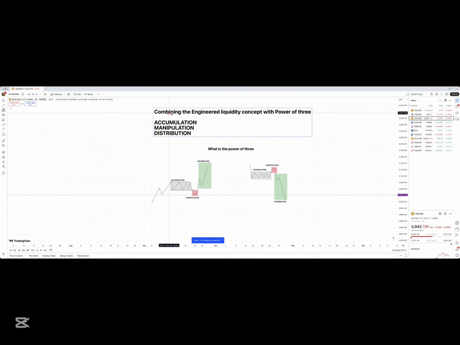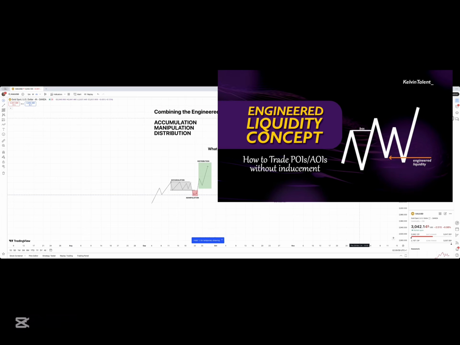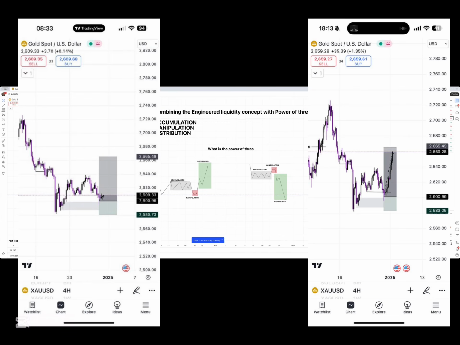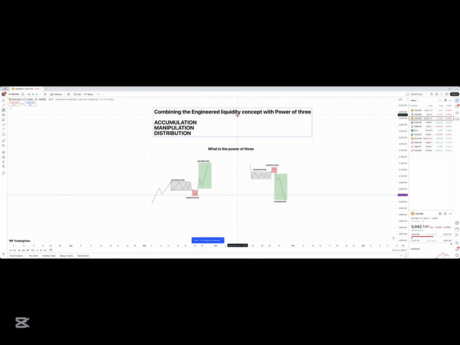And today we're talking about how to combine the engineer liquidity concept with the power of three. If you don't understand the engineer liquidity concept, I'll be referring you to this particular video. This one I made last year. Go and watch it. I explained everything about the engineer liquidity concept. I also gave some live chat examples using trade I took with this engineer liquidity concept.